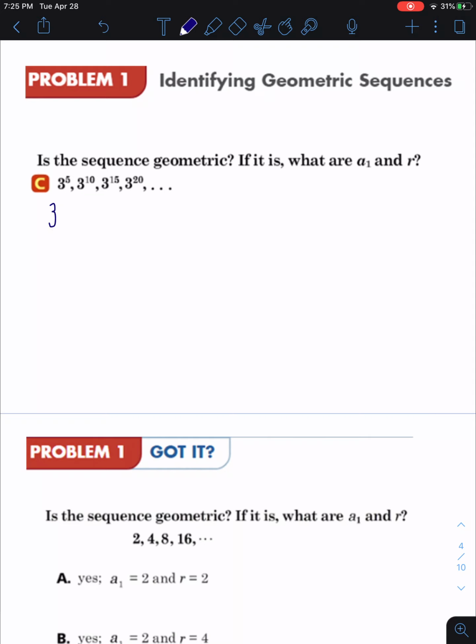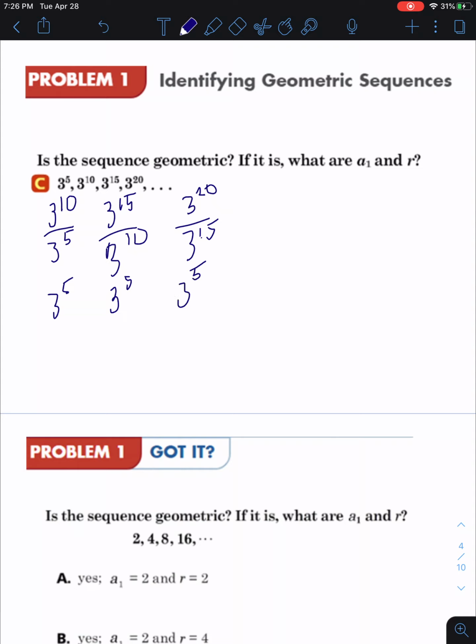All right, so 3 to the 10th over 3 to the 5th, 3 to the 15th over 3 to the 10th, and 3 to the 20th over 3 to the 15th. Okay, well, 10 minus 5 is 5, so this would be 3 to the 5th. 15 minus 10 is 5, so this would also be 3 to the 5th. 20 minus 15 is 5, this would be 3 to the 5th. 3 to the 5th is 3 to the 5th is 3 to the 5th, so the common r is 3 to the 5th.